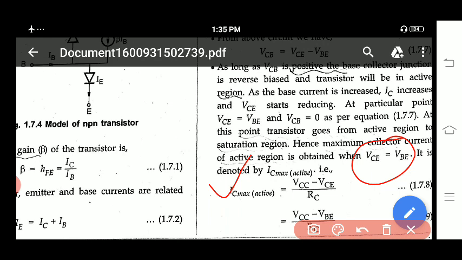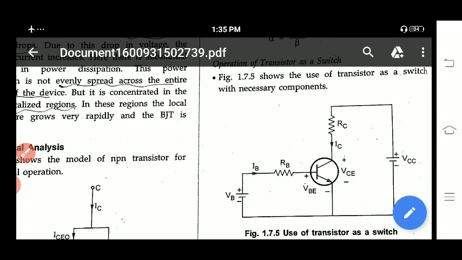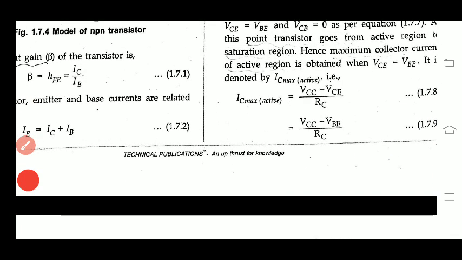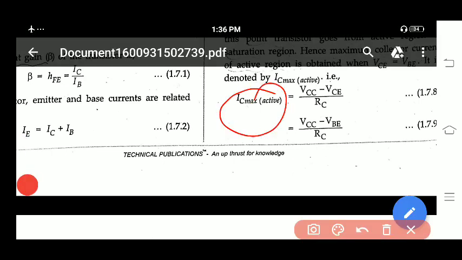IC max equal to VCC minus VC divided by RC. For this expression you can apply KVL. You can write VCC minus ICRC minus VC. Rearrange this KVL expression. You will get IC equal to VCC minus VC divided by RC. But whenever VC equal to VB, then you can write this IC as IC max in active region. VC can be represented by VBE. So IC max equal to VCC minus VBE divided by RC.